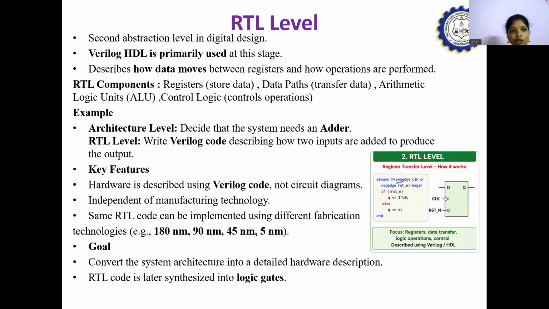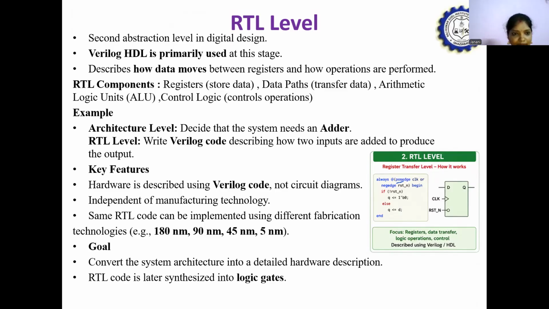As an example, if you want to perform addition of two numbers, at the architecture level we just decide that in order to perform the arithmetic operation, we need an adder. But at the RTL level, in the next stage, we are going to use Verilog code. Here we describe how to perform addition of two inputs: how the data is transferred from the registers, how the arithmetic logic unit performs the operation, and how this operation is controlled with the help of control logic. The main important thing here is that we are going to use Verilog code.